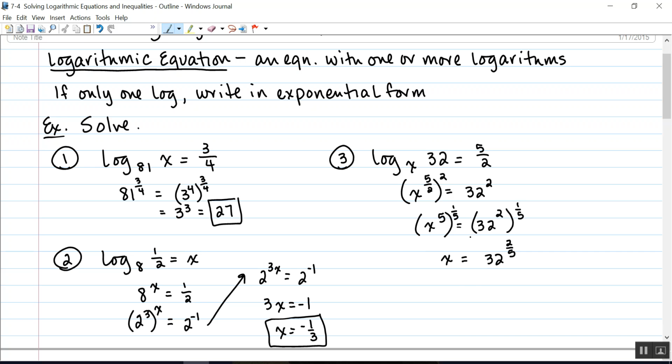You can plug that into your calculator, or let's take that a step further. Let's write 32 with a base of 2. 32 is 2 to the 5th, to the 2/5 power. Multiplying the exponents, that gives me x equals 2 squared, or 4. So log base 4 of 32 is equal to 5/2. So just use a lot of the rules that we've had before to solve those.